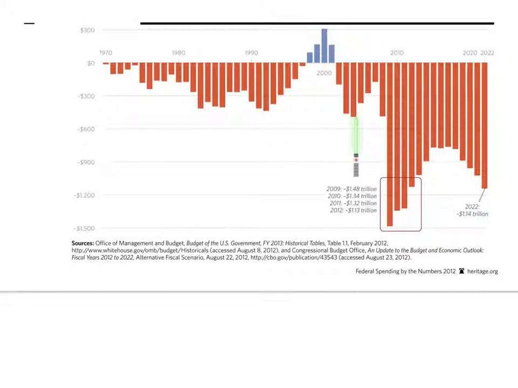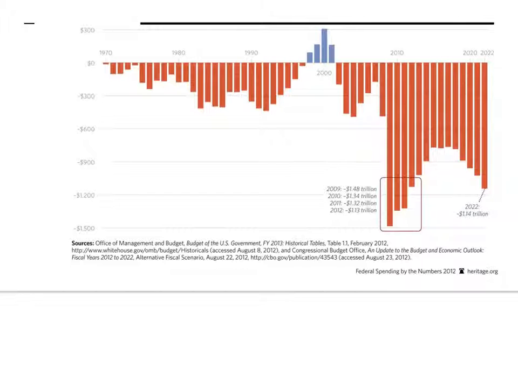Then we have the budget deficits during the major war years. Then we have the recession of 2008-2009 causing budget deficits to increase by a lot, and you can see those numbers of over $1 trillion in deficit per year. And then it's been lowering, and the projection is that it's going to go back up in the next 10 years from 2012.